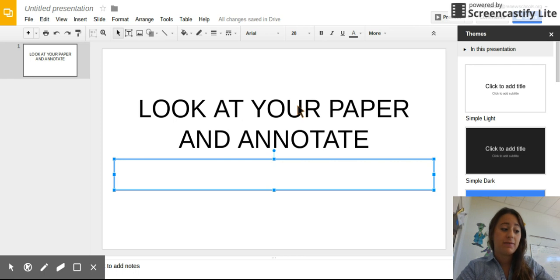And pause. If you have not annotated a lot as we read, make sure you go back and do that now. Look at the do now. Make sure you've annotated for all of those things, on top of central idea and unknown vocabulary words.